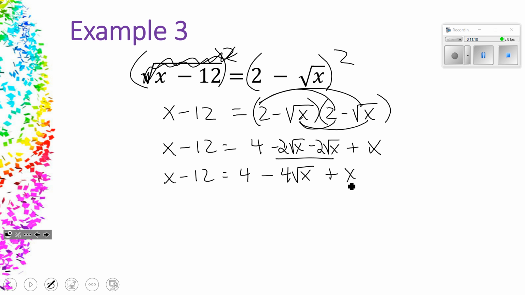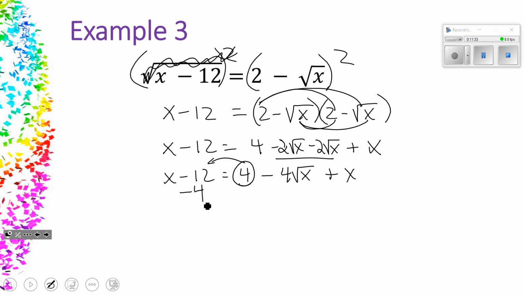Now, all I've got to do at this point, everybody understand? All I did so far is I got rid of the first radical and FOILed the second side. That's all I've done. To get rid of the second radical, we have to isolate him. So what should I move to the other side? Let's move the 4 over.